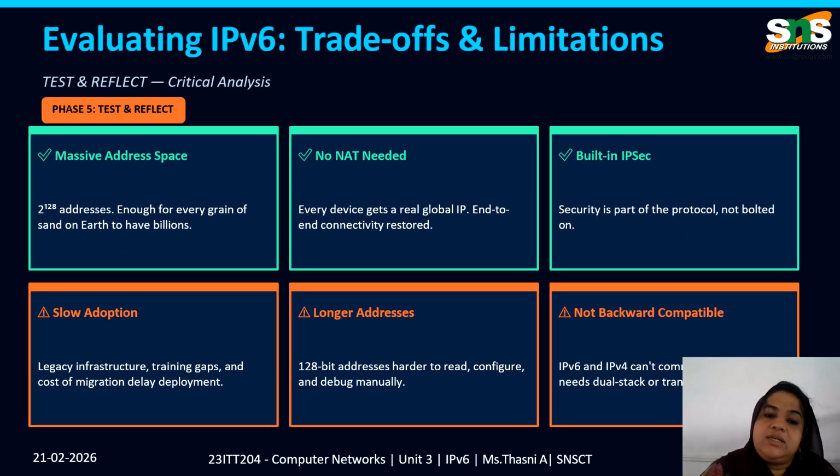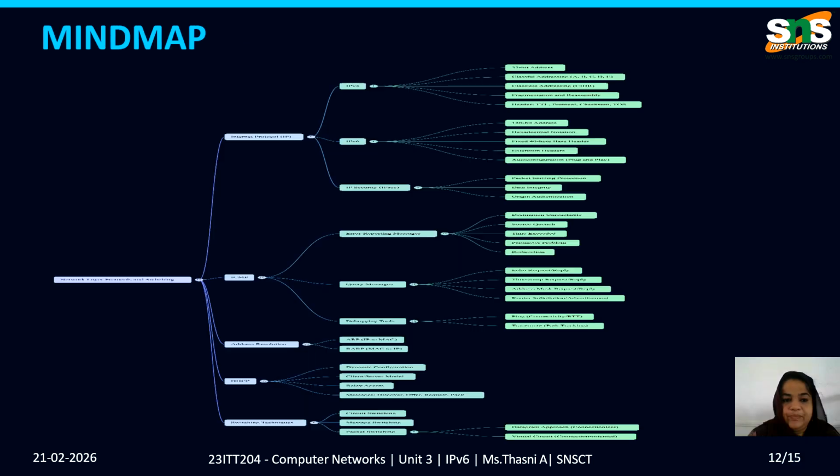Next is evaluating IPv6, its trade-offs and limitations: a massive address space, no NAT needed, built-in IPsec, but slow adoption, longer addresses, and no backward compatibility.